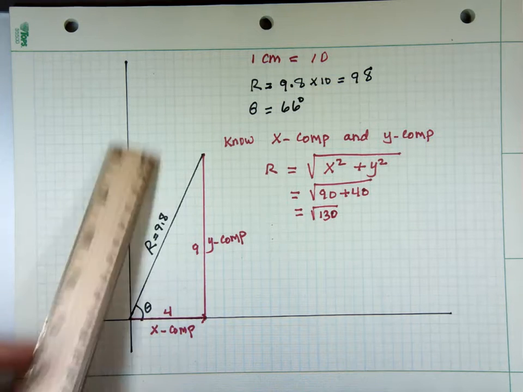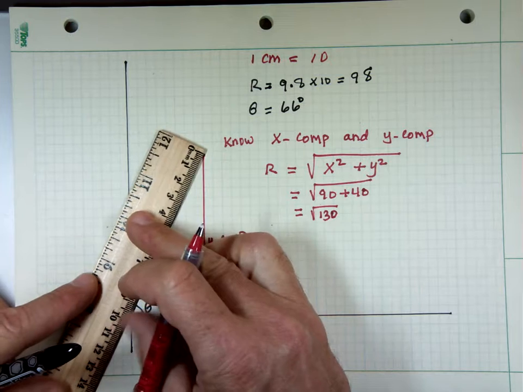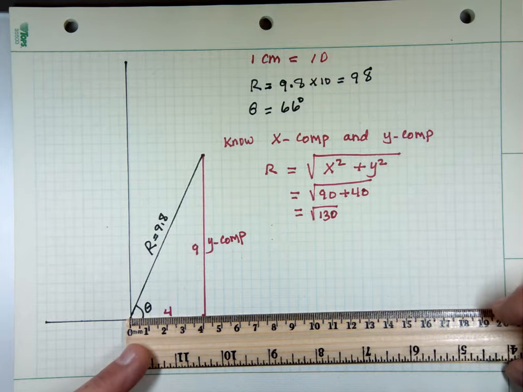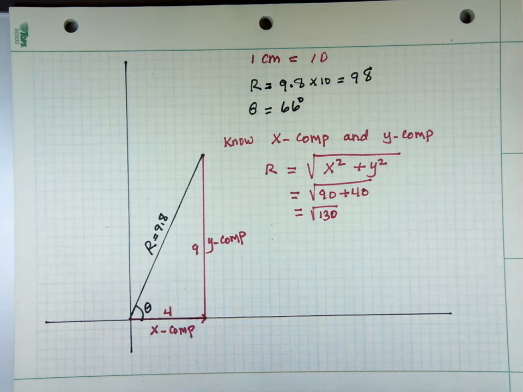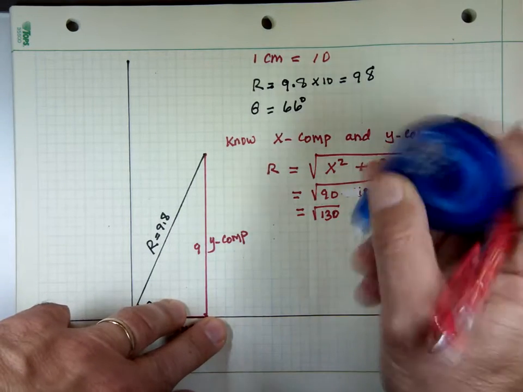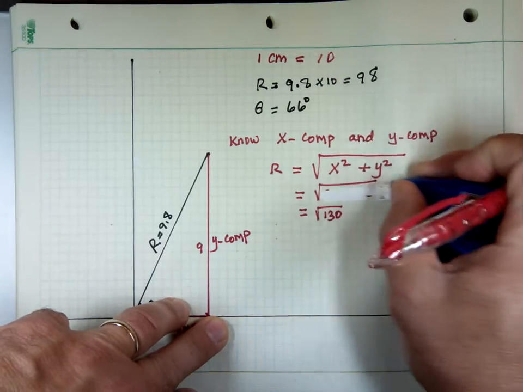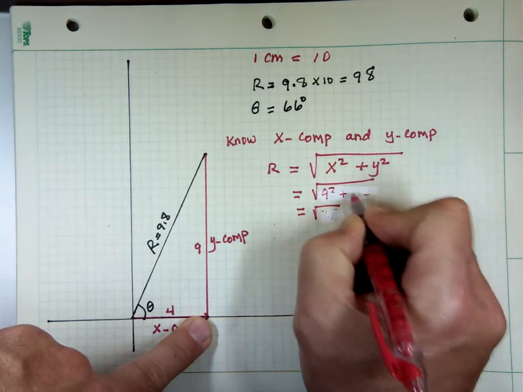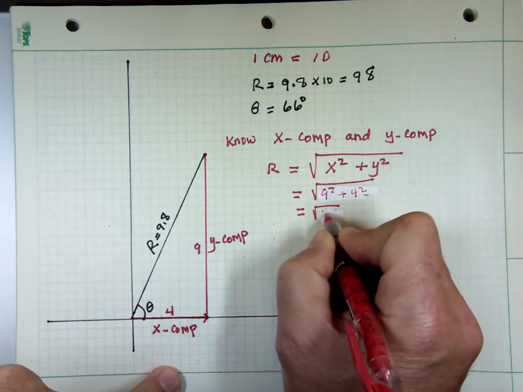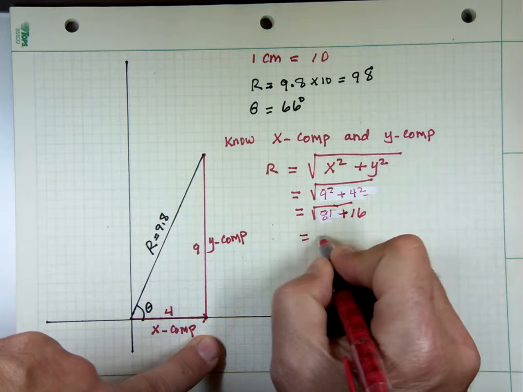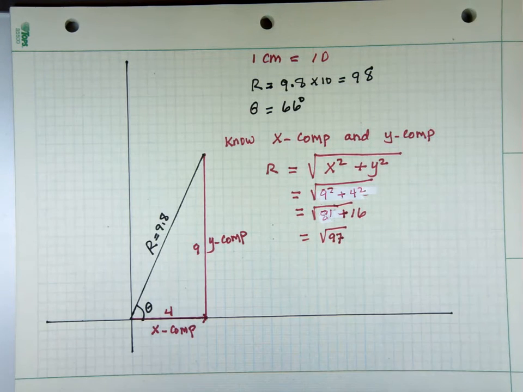Did I read this wrong here? Is that 9? 9, 4, oh 9, 4, I'm sorry. 9 squared, not 90, 9 squared. What's 9 squared? It's 81, right? So this will be 9 squared plus 4 squared. 81 plus 16, which is what? 97? Take the square root of 97.